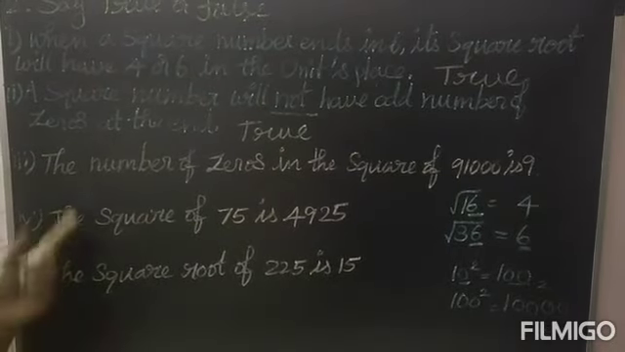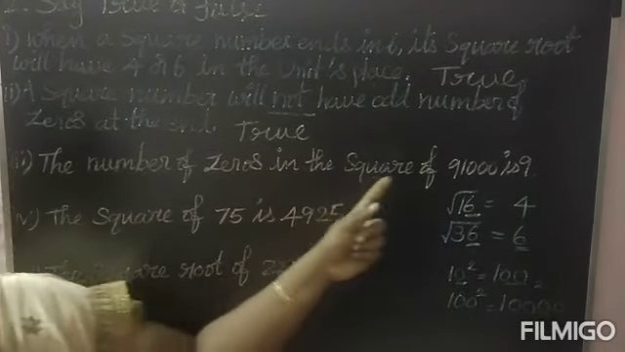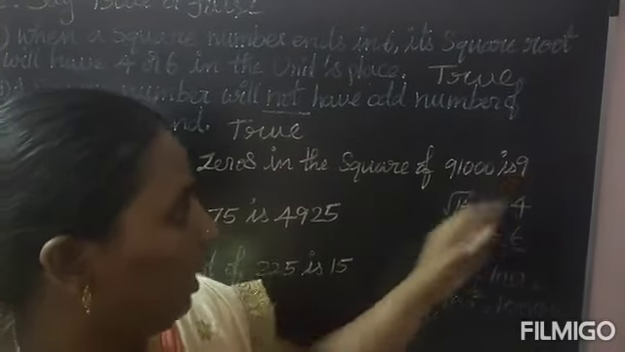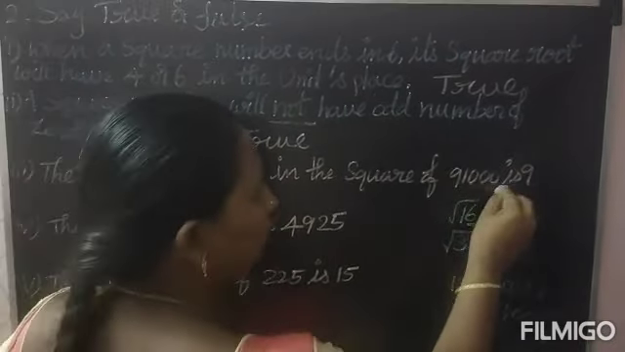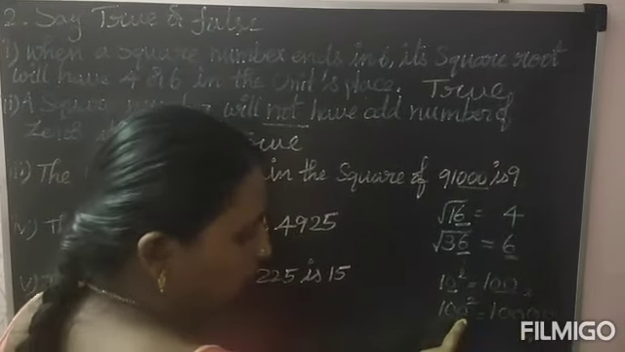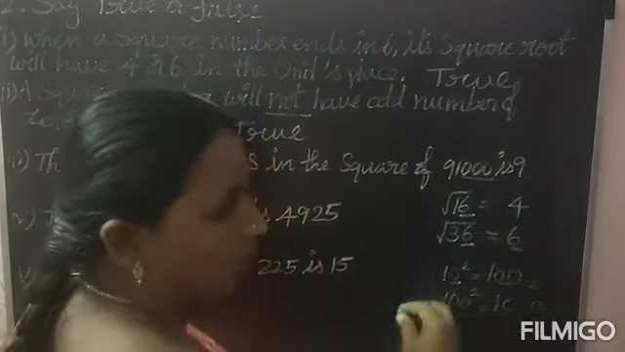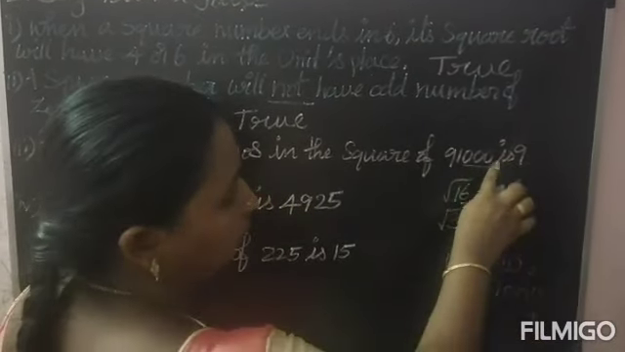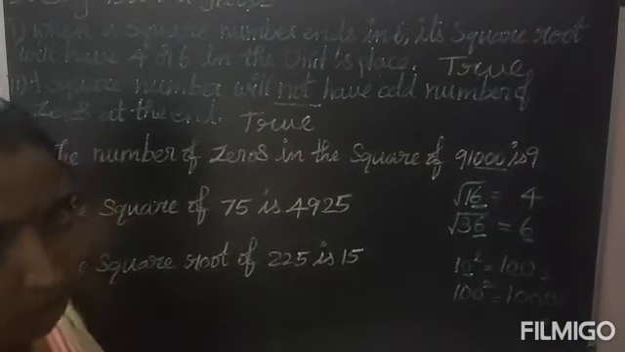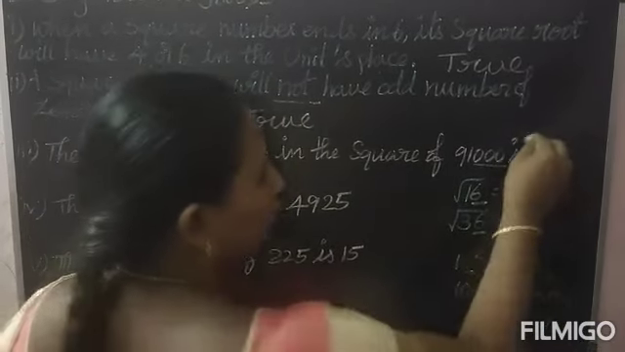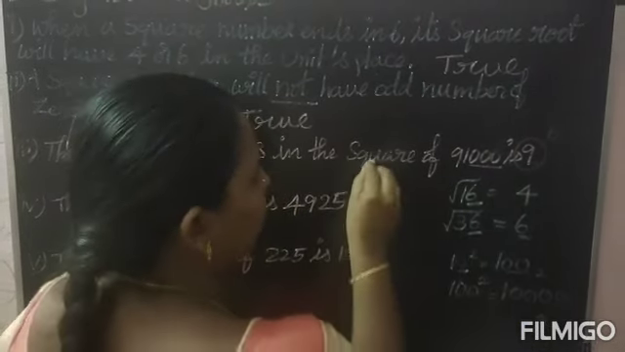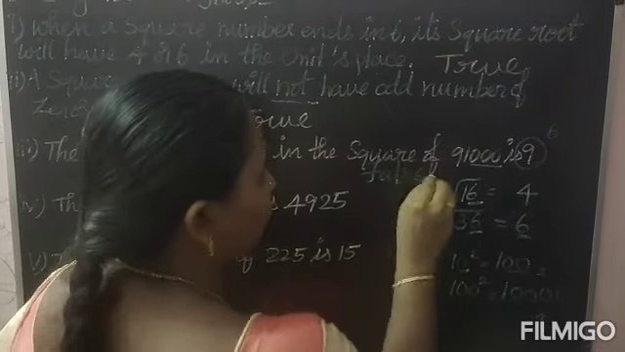Okay. Next, third one. The number of zeros in the square of 91,000 is 9. So here you have how many zeros? 3 zeros. So if you have 1 zero, you will get 2 zeros. If you have 2 zeros, you will get 4 zeros. That is double, you know. Here you have 3 zeros. What will be the square of that? You have 6 zeros. 2 3s are 6 zeros. But they given here 9. 6 zeros only correct answer. So this statement is a false statement.